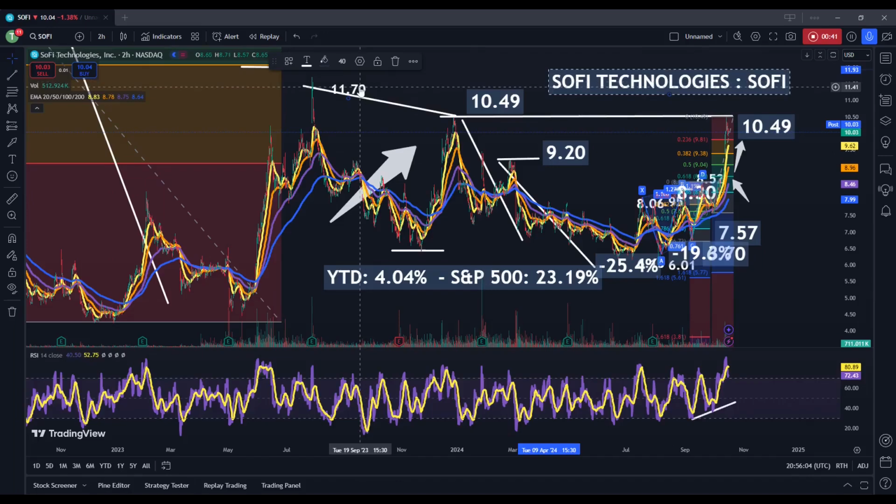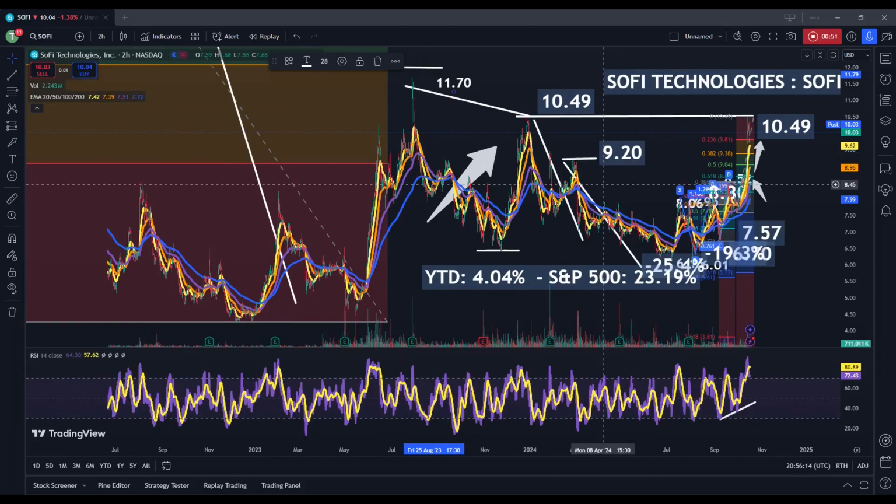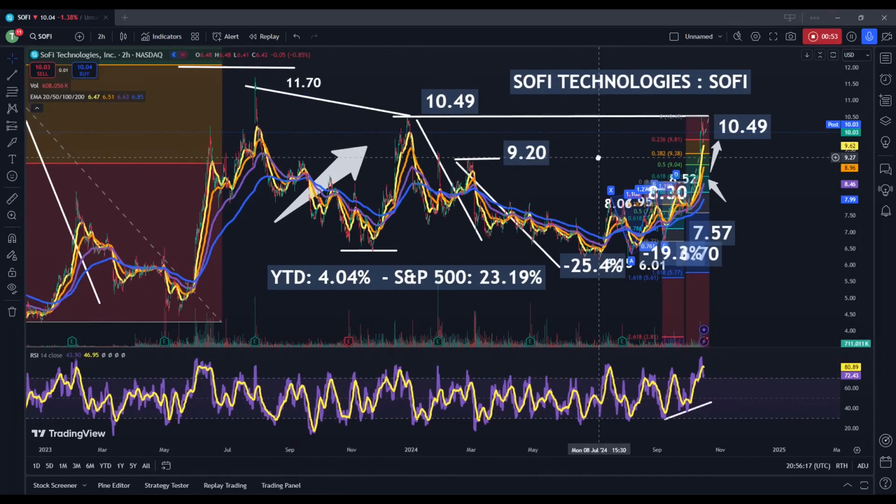And then the next level that I would be watching to the top side would be found at this roughly August 2023 high, which comes in right around 11.70. So I do think that that's a bit more of a reasonable, realistic price target here, at least for the foreseeable future, near term.